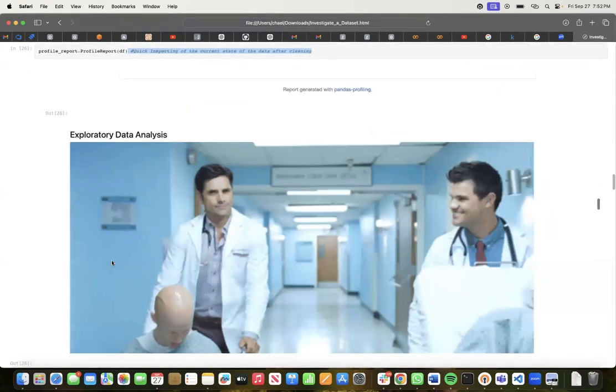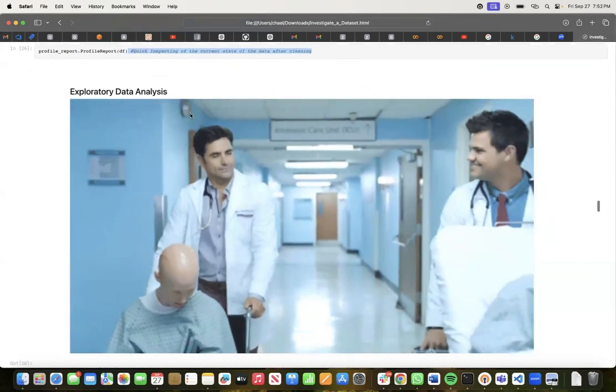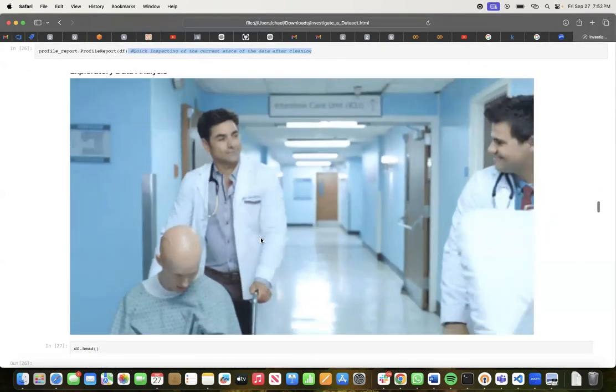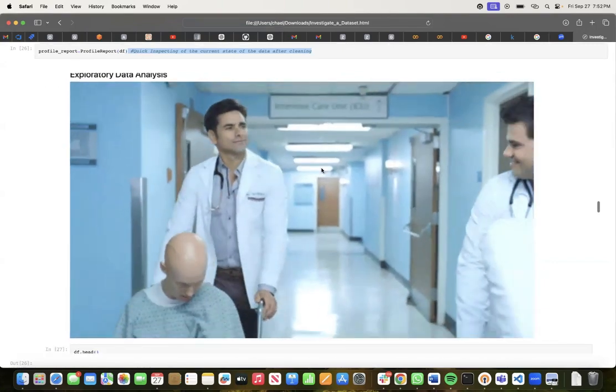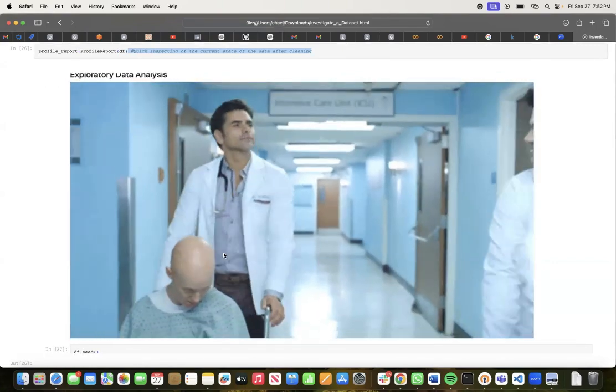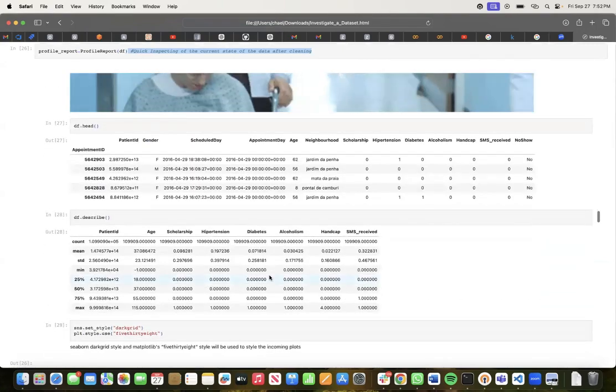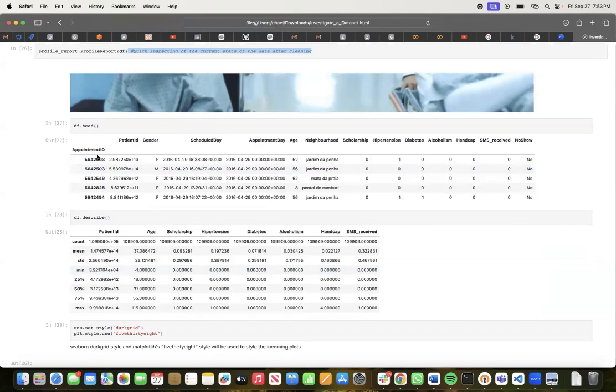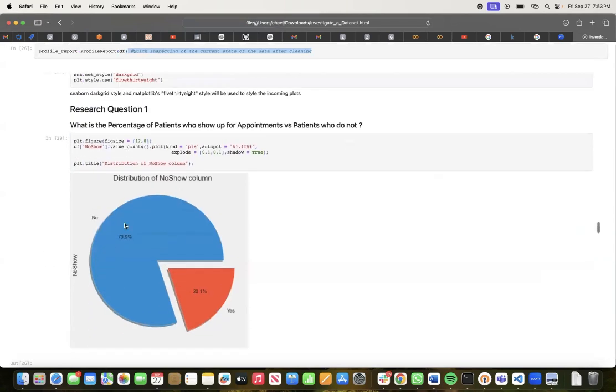Then we go deeper into what we can do manually by ourselves, the exploratory data analysis. Because we are dealing with hospital data, of course, this is just a small little thing for you to get excited about the processes. So what are we answering in this case? Research question 1 is asking: what is the percentage of patients who show up for appointment versus patients who do not show up?